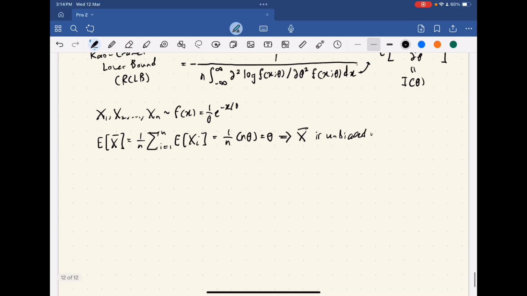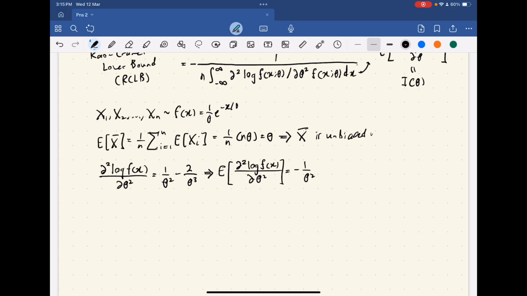For the second derivative, we just find the second derivative of the log of the PDF, which is just 1 over theta squared minus 2 over theta cubed, which implies that the expectation of the second derivative is just, okay, negative 1 over theta squared.